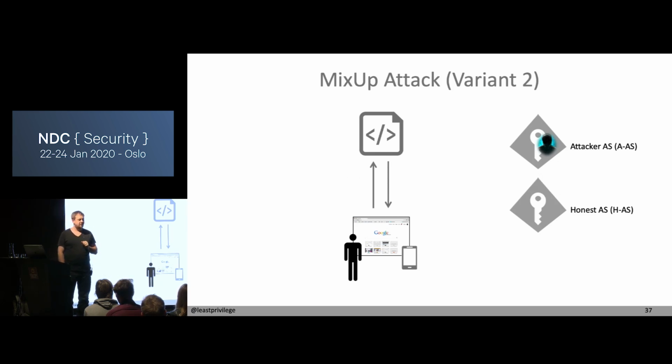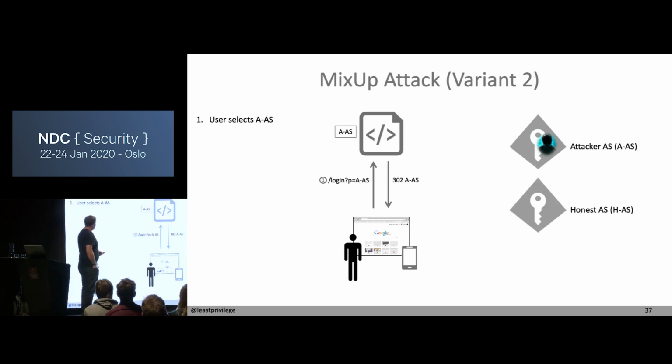There's a different variation which does not require network access. Okay, it works a little bit differently, like this. So the idea is this: the user selects the attacker STS. For some reason, yeah, maybe you have some sort of self-service registration of your customer STS. Somebody posted an STS that looks very similar to the one you really want to use, right? You choose the wrong one. That's what happens. Yeah, you choose the wrong STS.